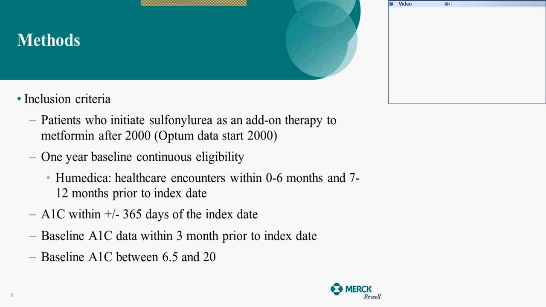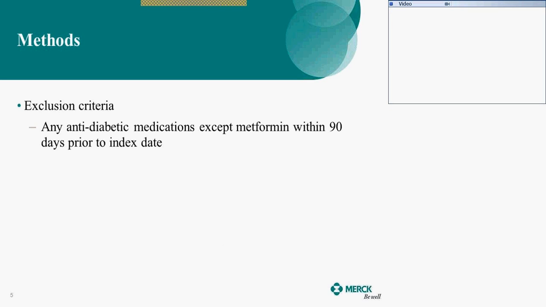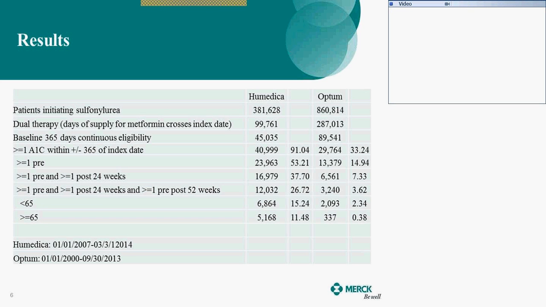The patient should also have an A1C value within 3 months prior to the index date to serve as the baseline A1C, and the baseline A1C should be between 6.5 and 20. To make sure the patient is on dual therapy, we exclude any anti-diabetic medication except for metformin within 90 days prior to the index date. Since this is a very simple feasibility analysis, we just conducted descriptive statistics.